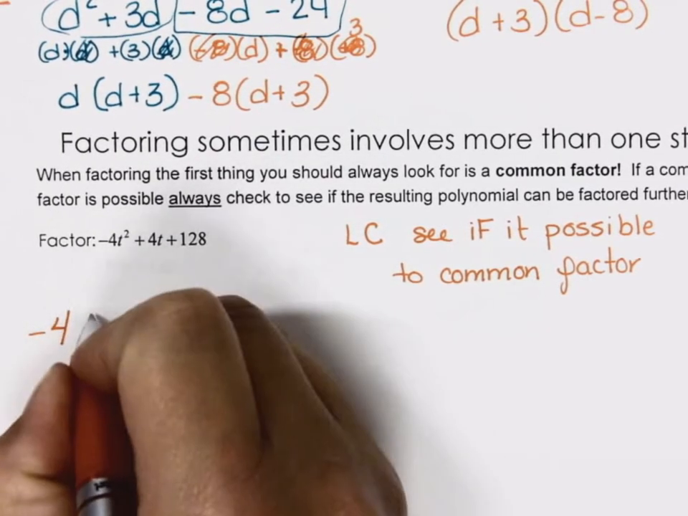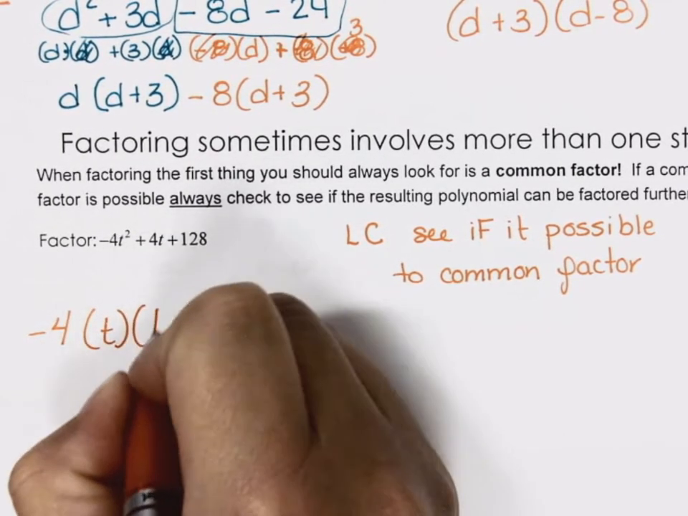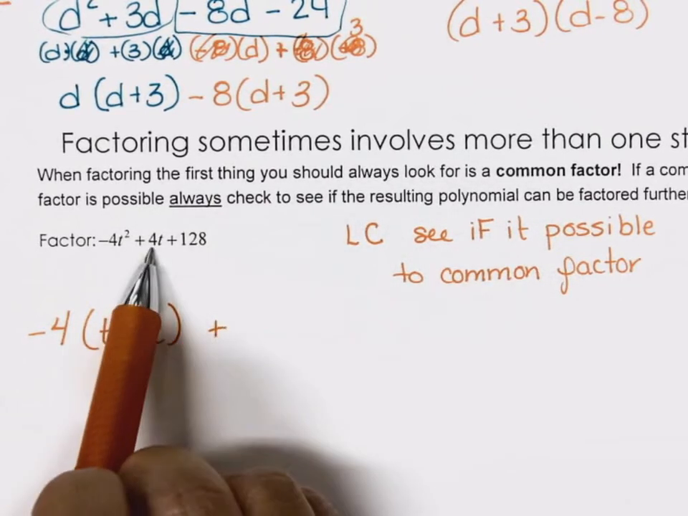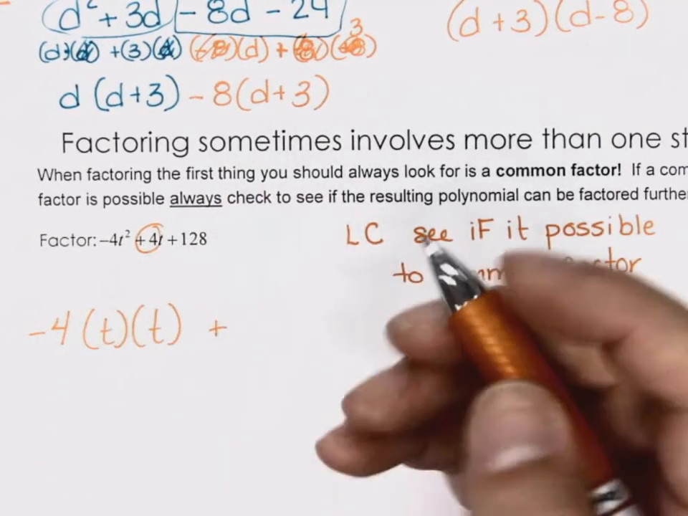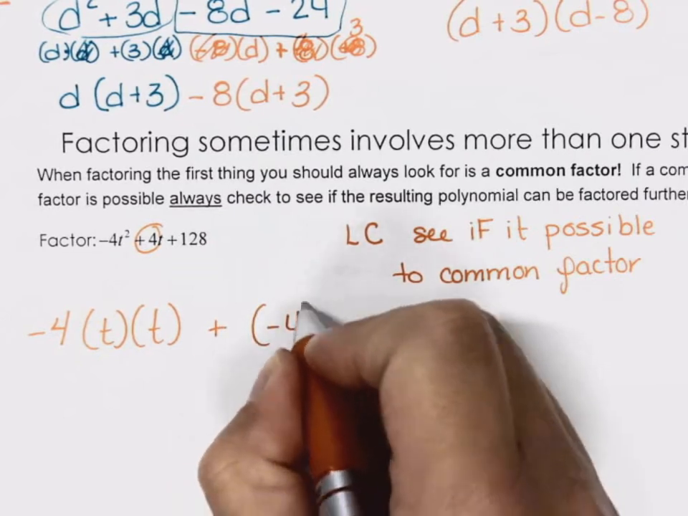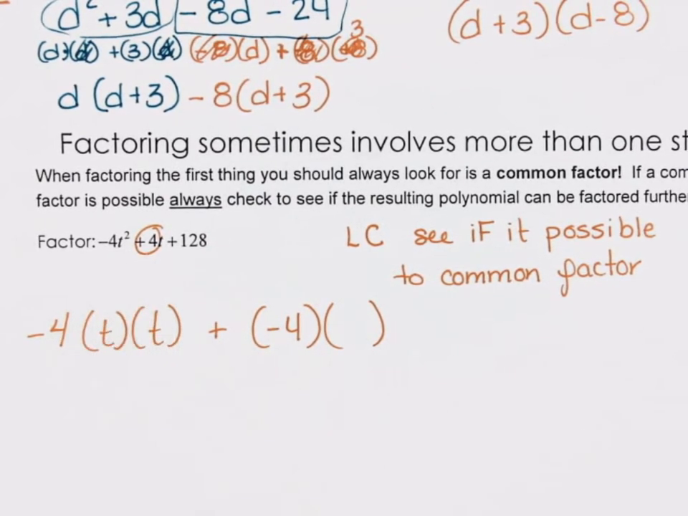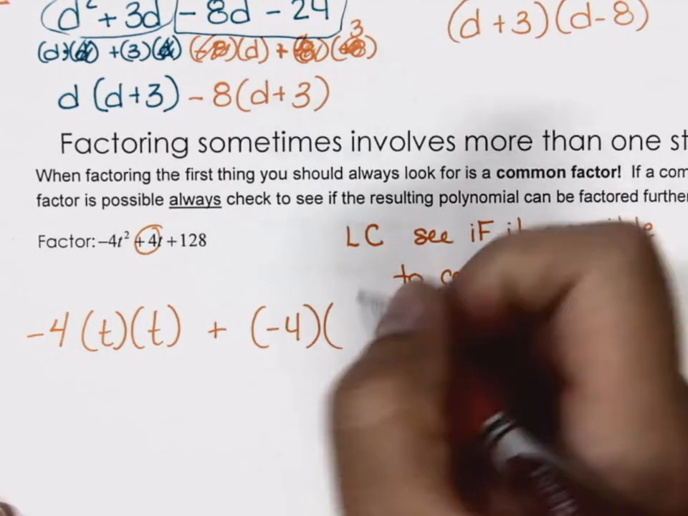So -4 times t plus... if I want to take a -4, like if it's a +4 and I want to make it a -4, what does it have to be multiplied by to get it back to that +4? -1.